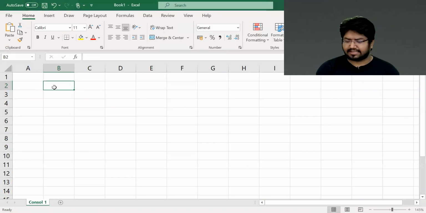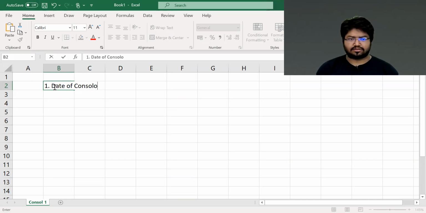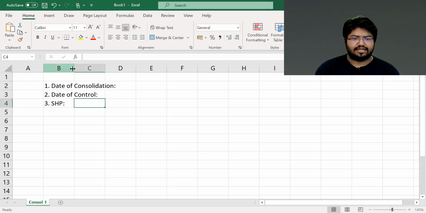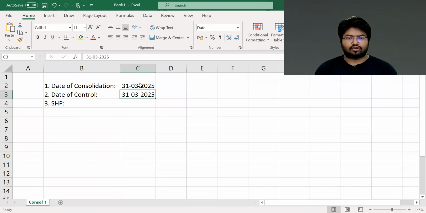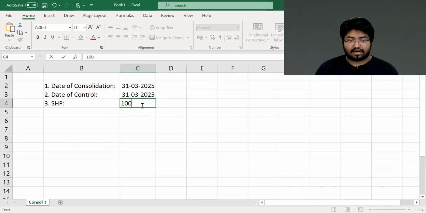I hope Excel is visible. Always start with 3 bullet points. Number 1 is date of consolidation. Number 2 is date of control. Third is shareholding pattern. These 3 details are very critical for us. In this case, the date of consolidation is 31st March 25, and date of control is also the same, 31st March 25. Shareholding pattern happens to be 100:0.